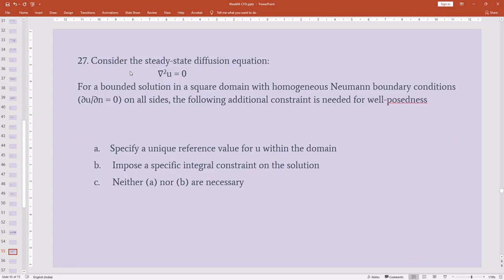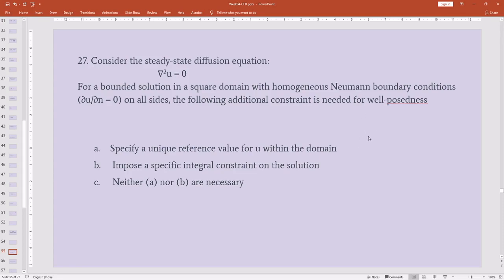Next question: consider the steady state diffusion equation, del square u equal to 0, for a bounded solution in a square domain with homogeneous Neumann boundary conditions, dou u by dou n equal to 0 on all sides. The following additional constraint is needed for well-posedness.